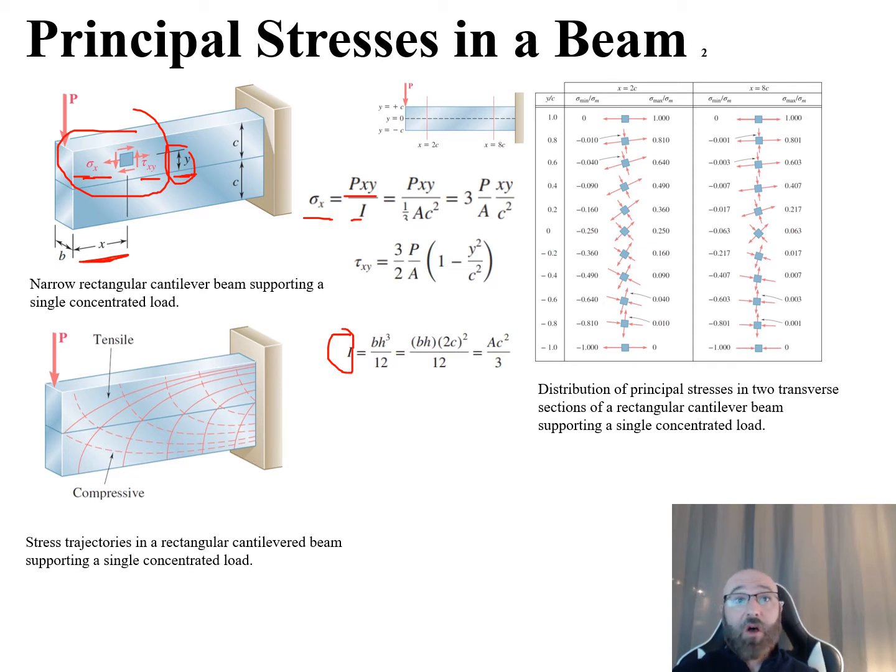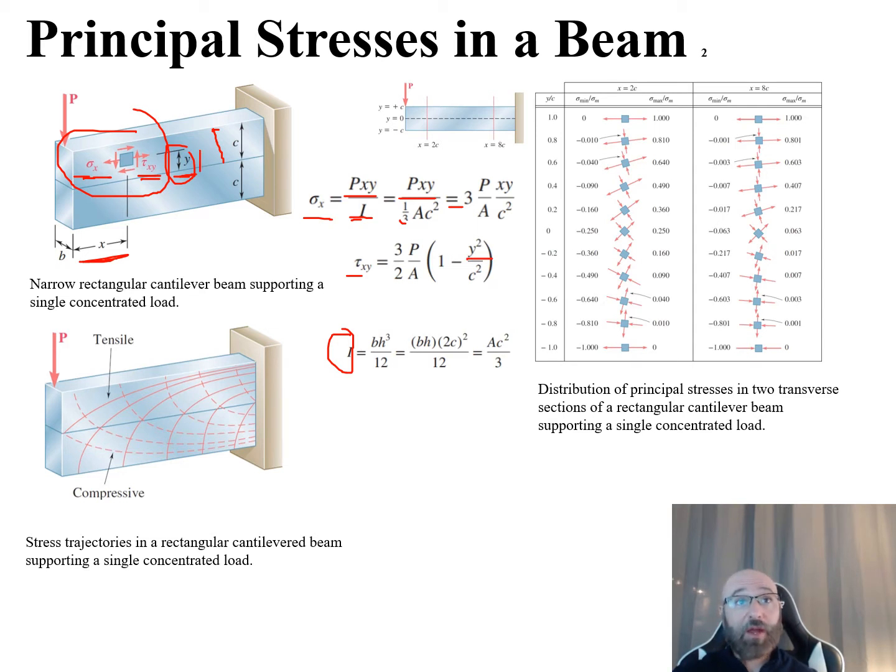And this is also, if we reduce this down a little bit now when we plug in for our I, we can see this is P times xy over 1/3 AC squared. Rearrange, just put our 3 up top, and we have now 3 times P over A times xy over our C squared. And C, we can see here, is our distance from the neutral axis to the outer surface right there. Now our tau xy, this relationship here, is equal to 3/2 P over A times 1 minus our y squared over c squared.